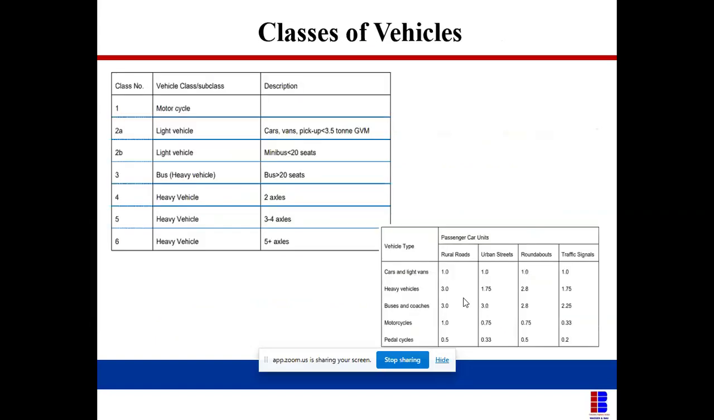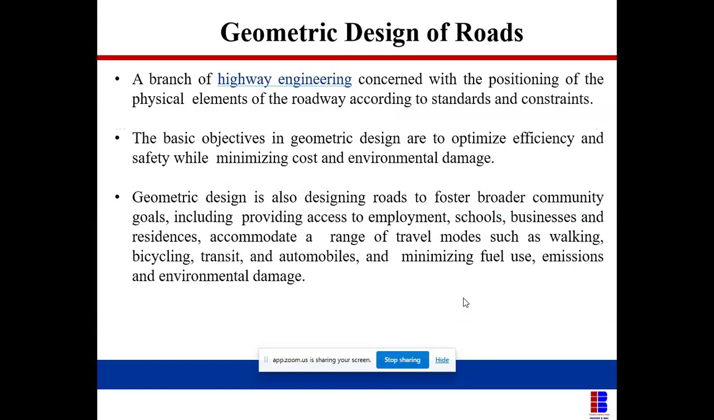These are classes of vehicles. We have motor, light vehicle, and passenger vehicles, and so on. Then geometric design is a branch of highway engineering concerned with the position of the physical elements of a road according to standards. The basic objective in geometric design is to optimize efficiency and safety while minimizing cost and environmental damage.